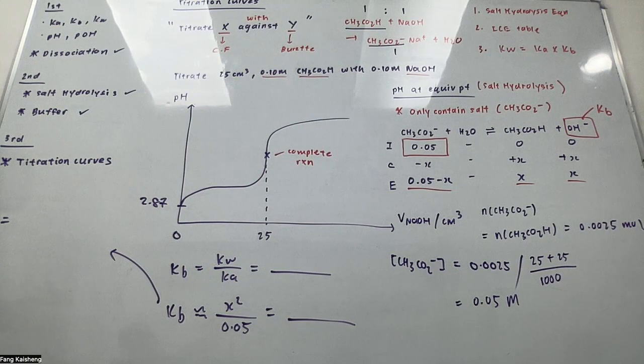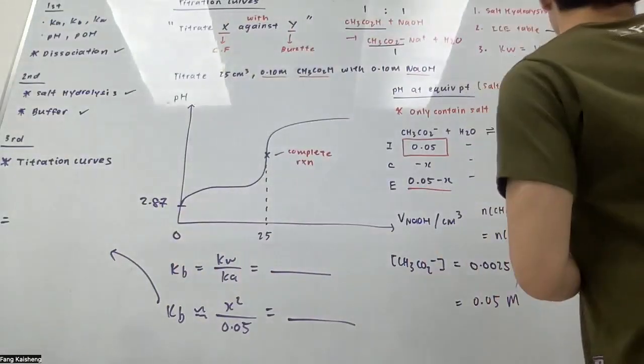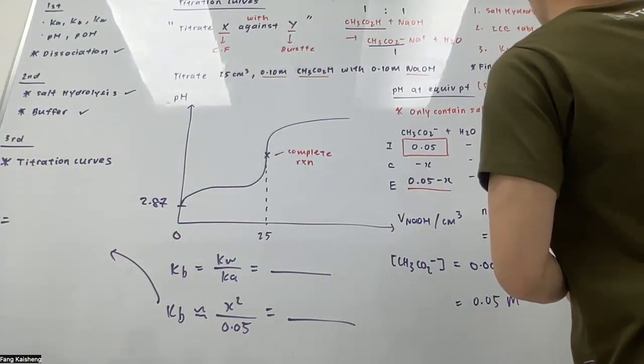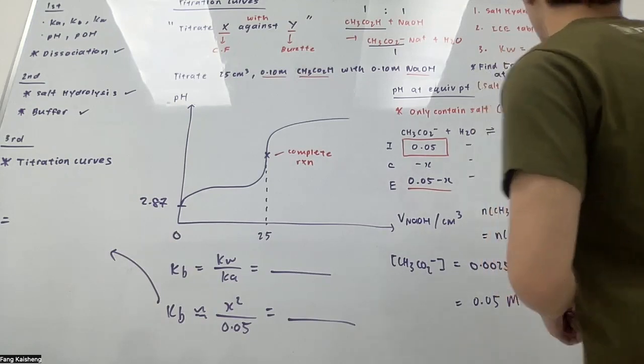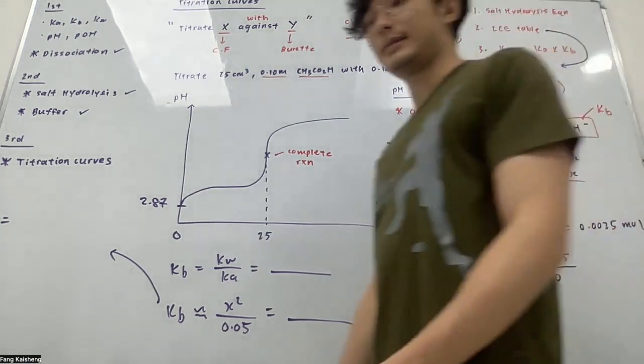Okay, go work it out. Perhaps in the steps, I need you all to write this down. IC table. Find the concentration of the salt at equivalence. 8.7.